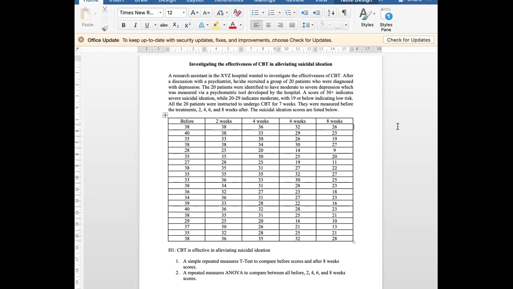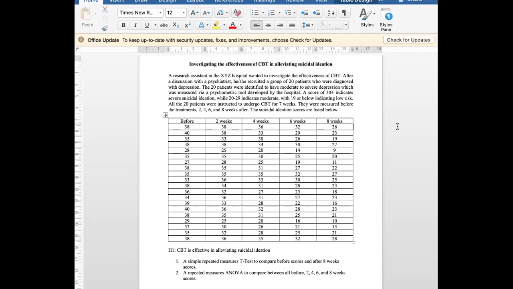So all the 20 patients were instructed to undergo CBT for 7 weeks. They were measured before the treatments, and 2 weeks, 4 weeks, 6 weeks, and 8 weeks after the treatments. The suicidal ideation scores are listed below. So of course here now the CBT goes for 7 weeks. They are measured before the start of the treatments, and while the treatments are ongoing, they are measured at 2 weeks, 4 weeks, 6 weeks, and 8 weeks.